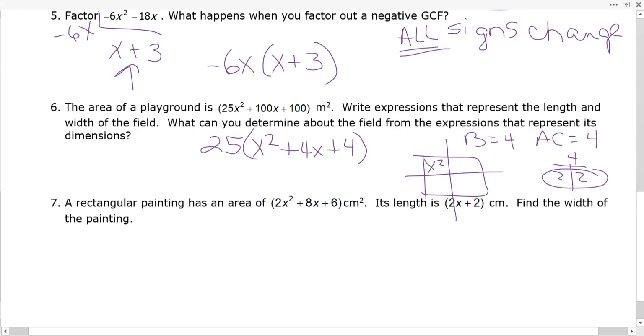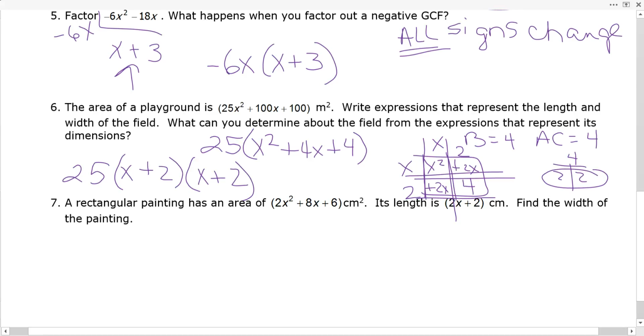X squared, 4 goes here, plus 2x, plus 2x. My greatest common factor on the top is x. On the bottom is 2. On the left is x. On the right is 2. Probably should have seen that pattern somewhere. So I end up with 25 times x plus 2 times x plus 2.